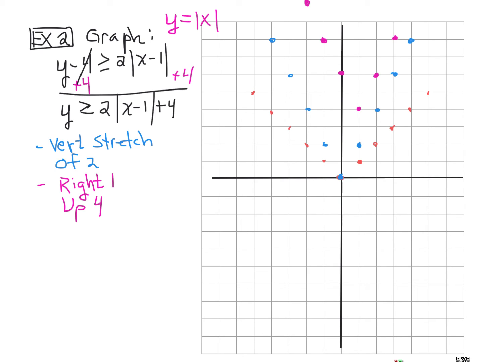Okay, so then the next thing I have to remember to look at is my inequality. Do I have a solid or a dashed line? Because it's equal to, I'm going to have a solid line. So then that's the next thing. I'm going to connect with a solid line. I'm going to connect all the way.